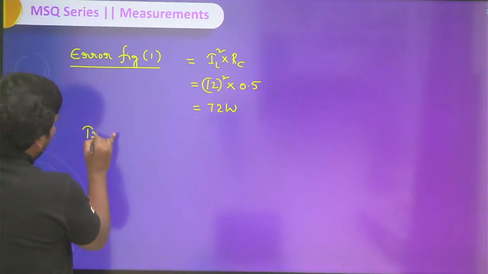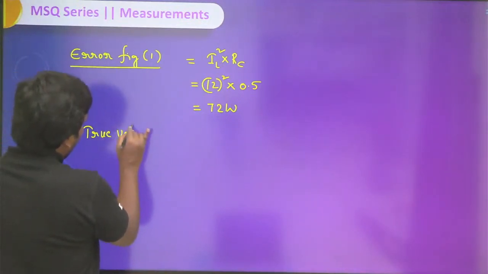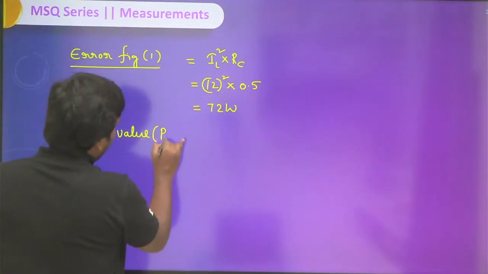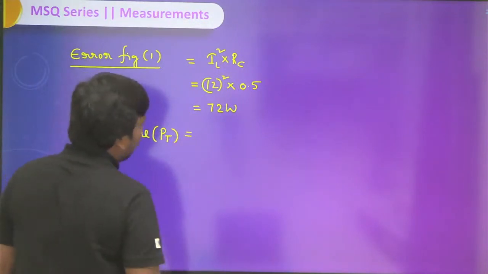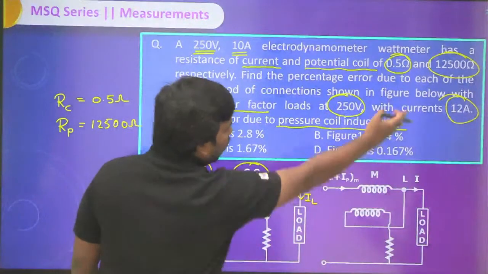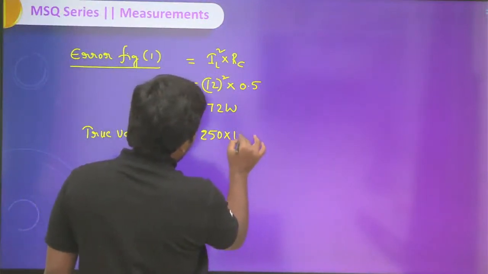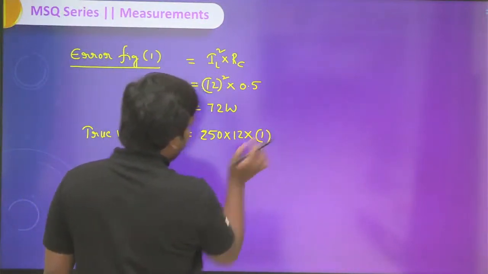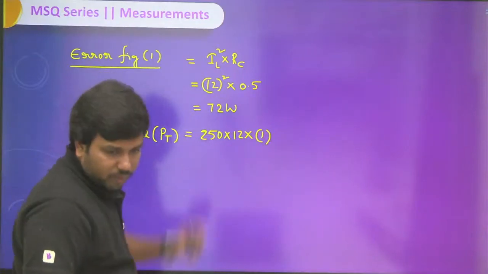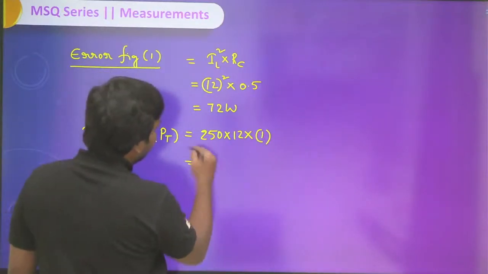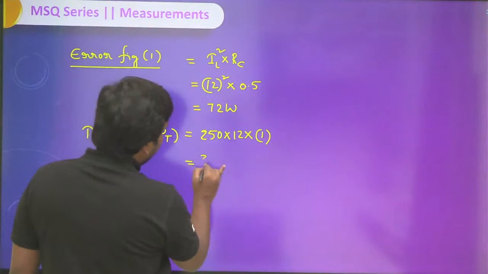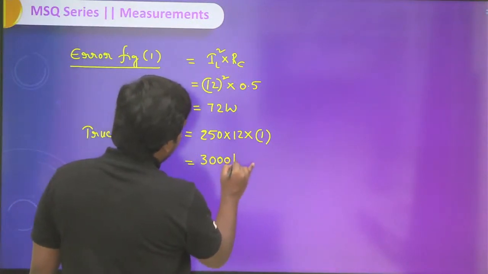The true value of power, PT, is load voltage 250 into load current 12 ampere into cos phi, which is 1. Power factor is 1 means unity power factor. So 250 into 12 becomes 3000 watt.